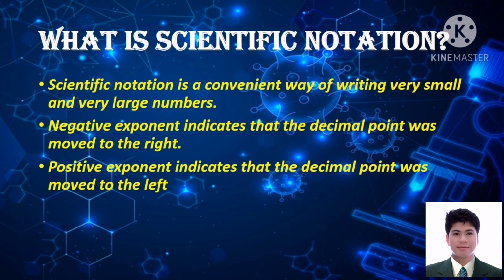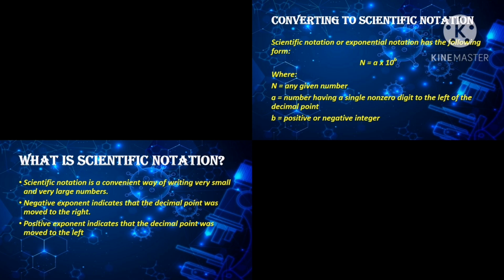Learners, moving forward, the definition of scientific notation is a convenient way of writing very small and very large numbers. A negative exponent indicates that the decimal point was moved to the right, and a positive exponent indicates that the decimal point was moved to the left.